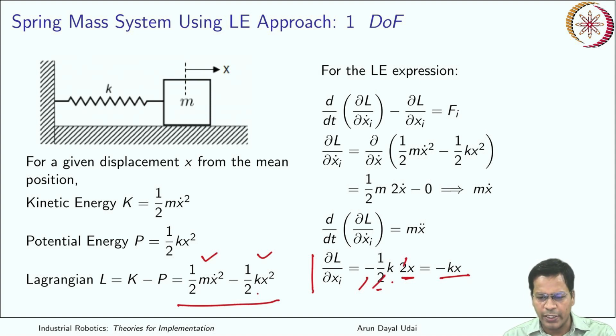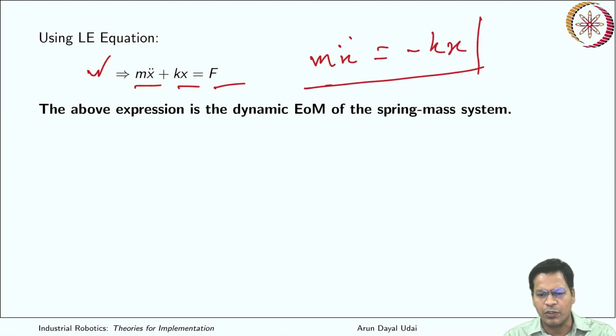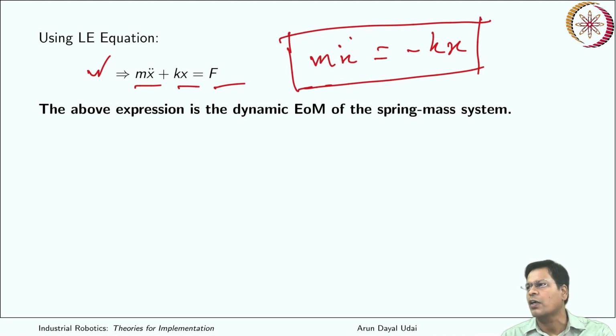Okay. So finally you have both the terms in your hand, this term as well as this term. Putting them together, it gives you m x double dot plus kx equal to the external force which is applied. If there is no external force, it becomes m x double dot equal to minus kx. So that becomes your dynamic equation of motion. This is what is known as the equation of motion, in this case for a spring mass system which has no friction and no damping.